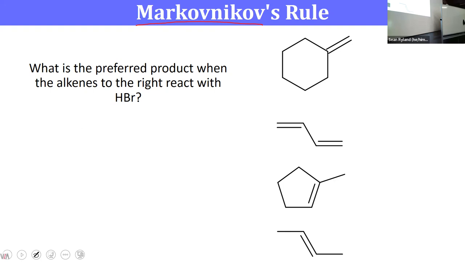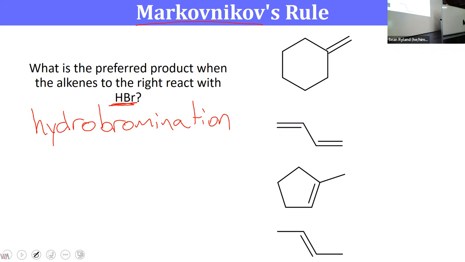So assuming HBr, this is what's known as hydrobromination. So hydro, because you're adding a hydrogen to one side, bromination, because you add a bromine to the other side. So for hydrobromination, it's a Markovnikov mechanism. So what is the product we're going to get through to these?